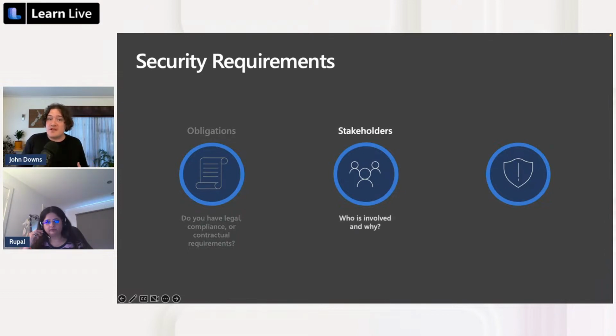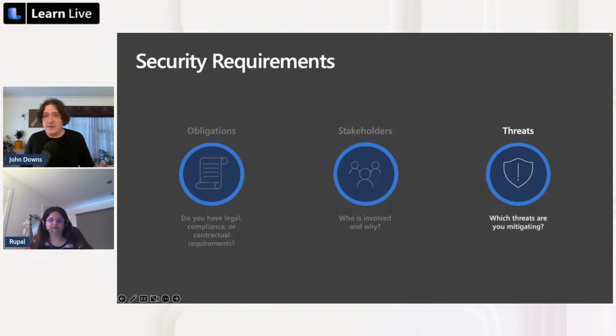A second important consideration is who your security stakeholders actually are. In large organizations, for example, you might have dedicated security and compliance teams. Now, it's always a good idea to bring them in as early as you can because they'll be able to help you to understand what you're planning to build, and they'll also be able to tell you what they need from you at each stage of delivery as well.